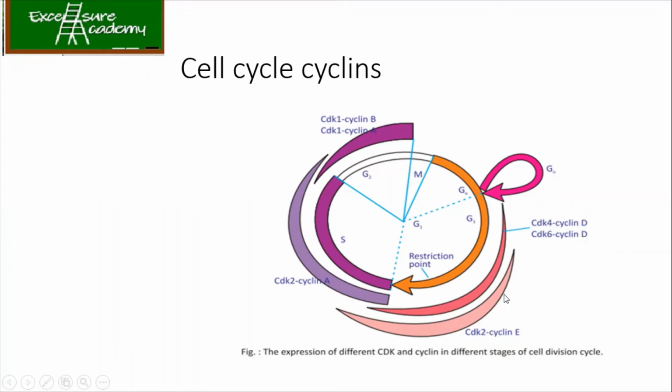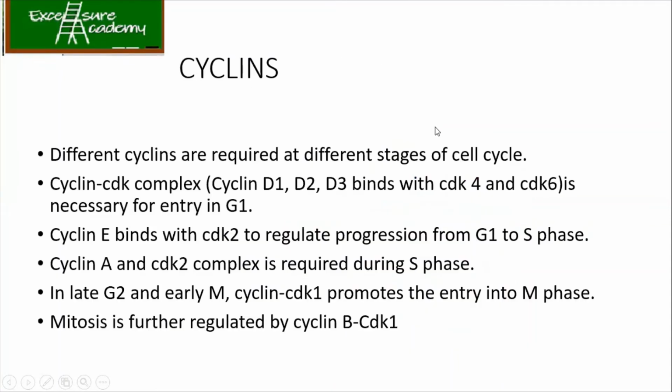Okay. Now, once CDK2 cyclin E is there, it crosses the restriction point. It enters the S phase where CDK2, instead of E, will bind to A. Okay. Now, it will progress. When it enters G2, there we have got CDK1 binding to your cyclin A and then B. Then it will allow the entry into the mitosis. Okay. Now let's talk about the cyclins in detail.